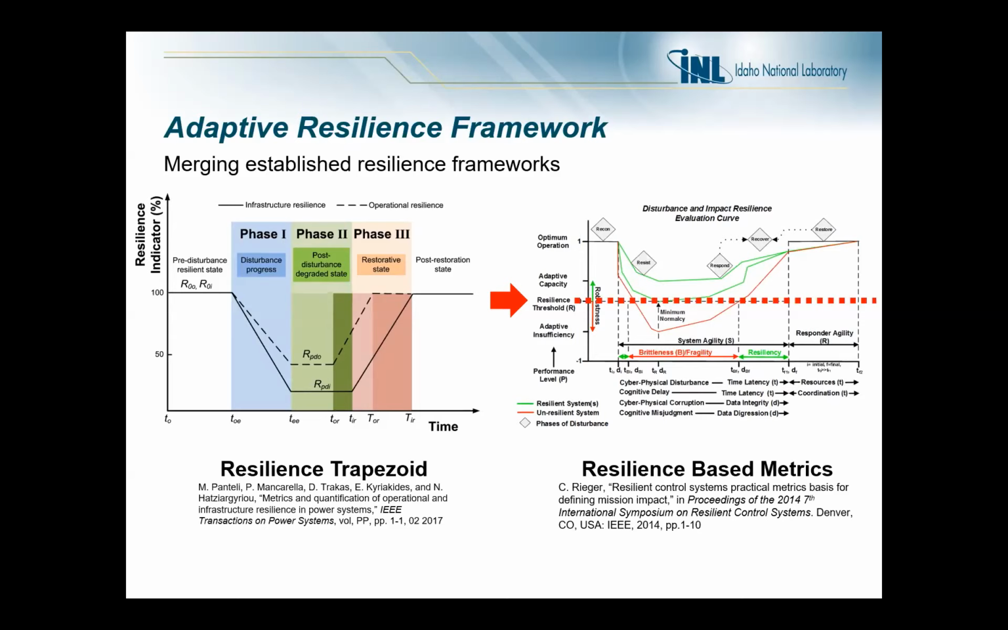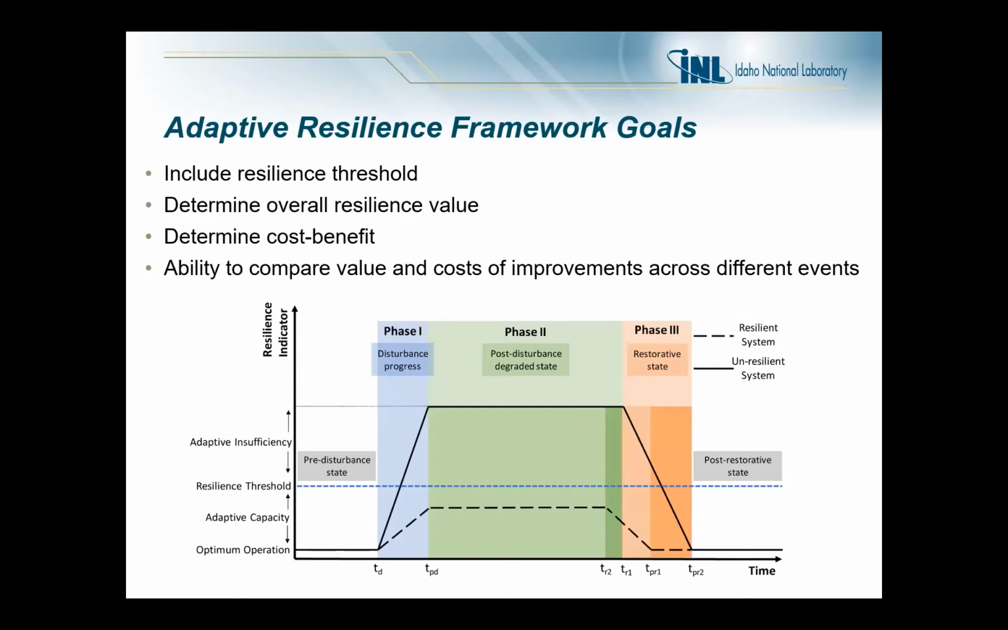And one significant difference between the two is the resilience threshold, which is a way to define the minimal normalcy of what is expected or needed in a system to say that you are operating in a way that is acceptable. And so we use these two frameworks to go forward to make ours. So we built out our framework with the following goals: to include the resilience threshold, which is based off of the idea of minimal normalcy, determine the overall resilience value, have a cost-benefit analysis, and this will allow us to compare value and costs of improvements across different events with the aim towards those improvements having resilience value.